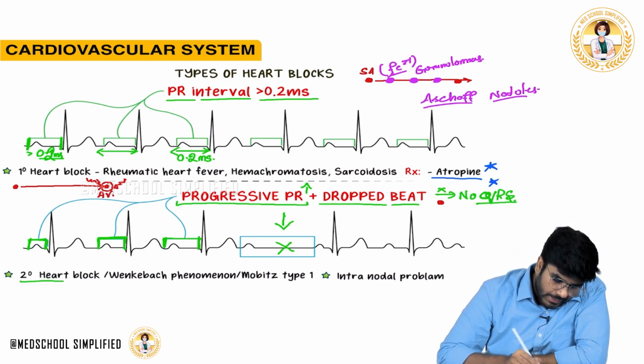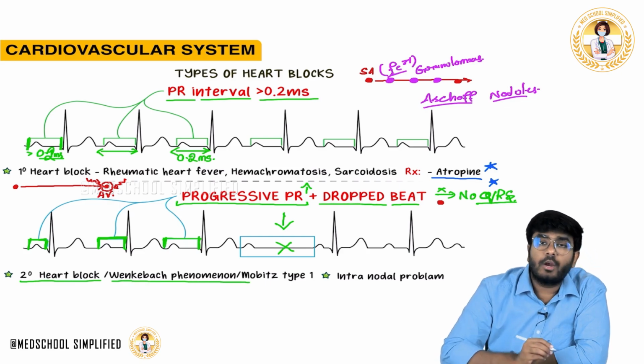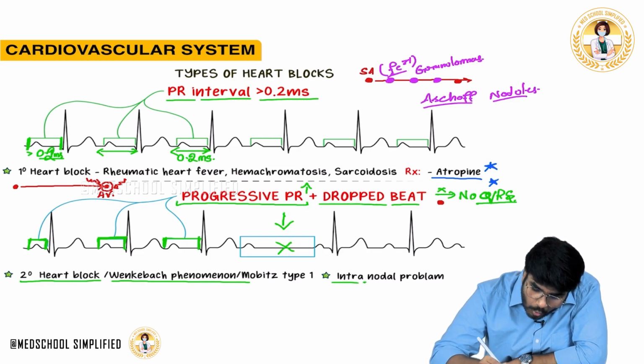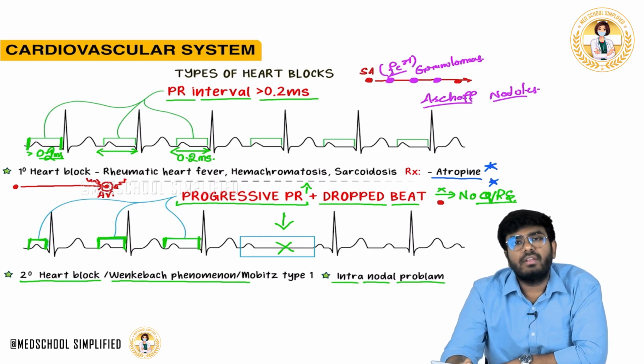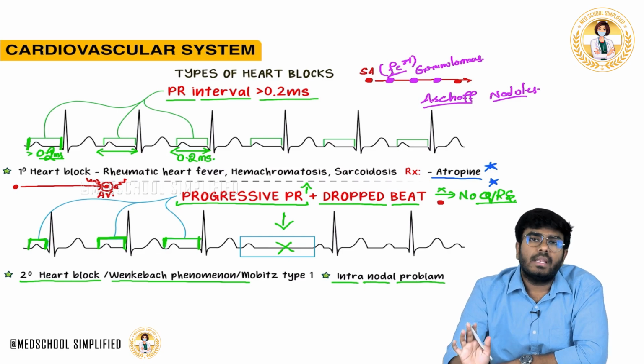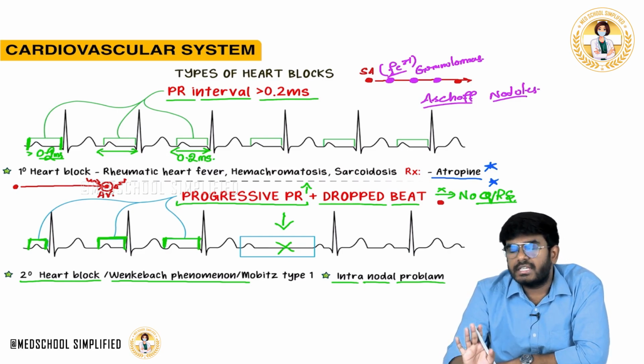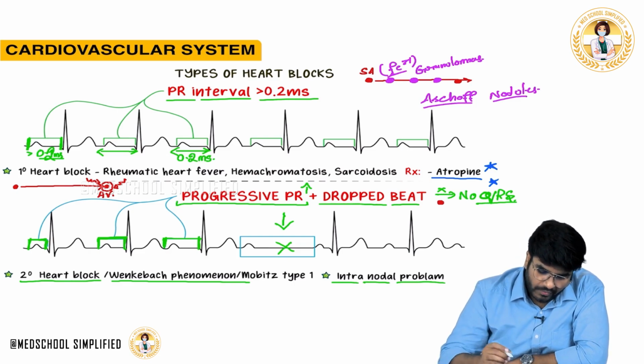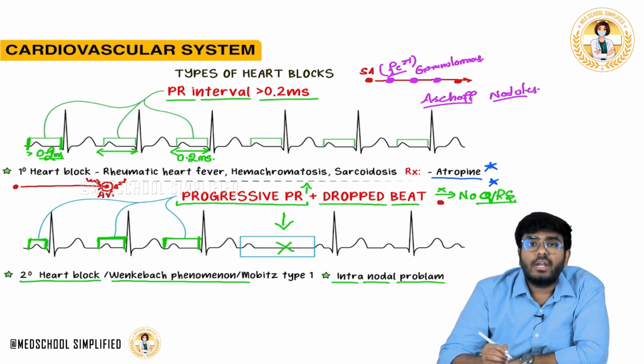So in second degree heart block, where exactly is the problem? In Wenckebach's phenomena or Mobitz type 1, the problem is intranodal. The AV node is not properly functioning. Still it is working, but it's not dead. If I ask you, is it that dangerous? It's not that dangerous.